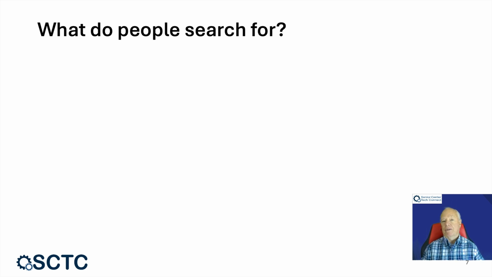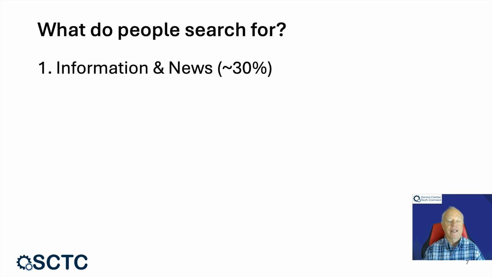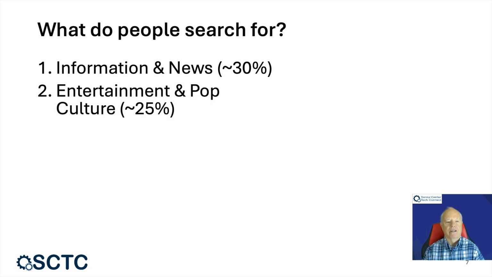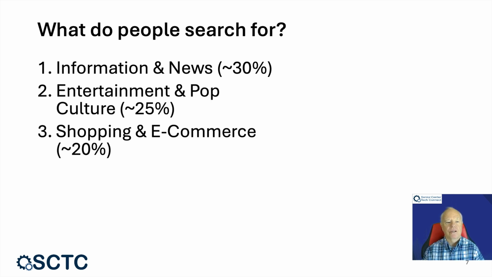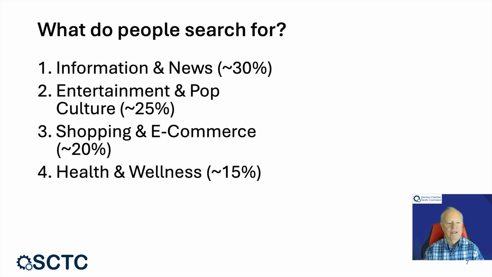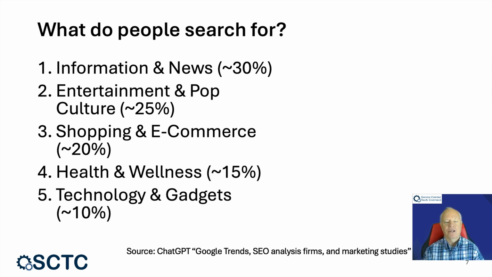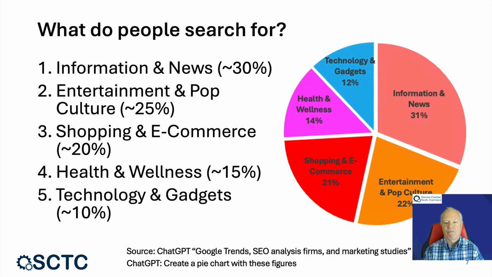So I asked ChatGPT, what do people search for on the internet? And I also said, only give me the top 5. Categorize it in 5 different categories. And at the top was information and news, about 30%. And then entertainment and pop culture, shopping and e-commerce, health and wellness, and then technology and gadgets. I use the internet a lot to figure out how to use my iPhone, for example, because I can never remember all those settings. And that breaks down into a little pie chart, which ChatGPT politely provided for me, that looks like this.